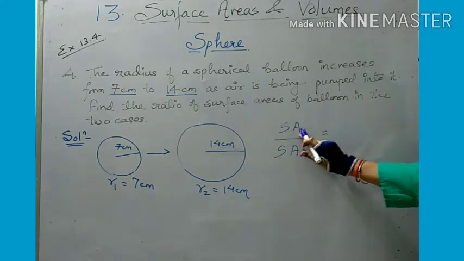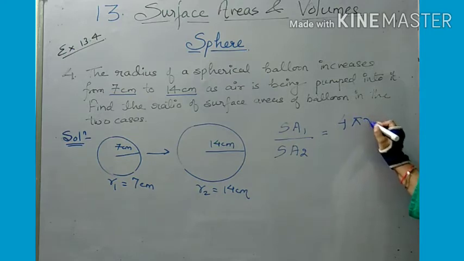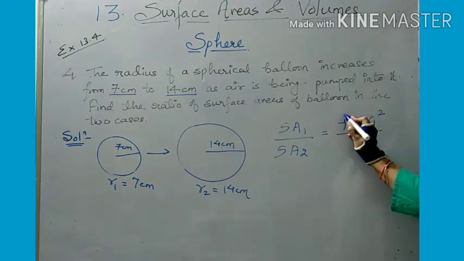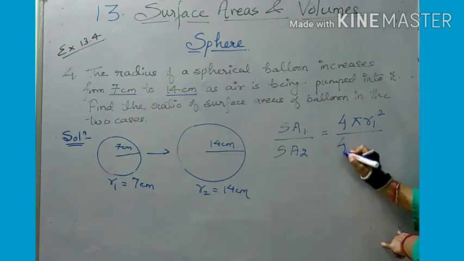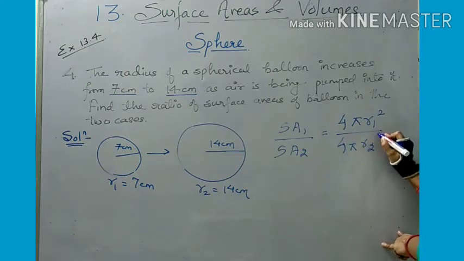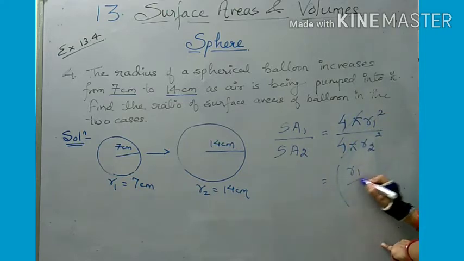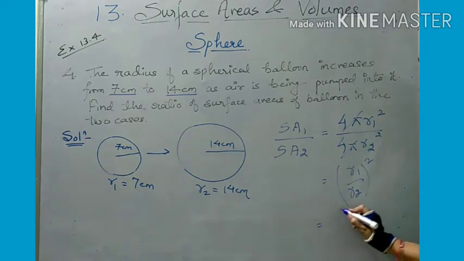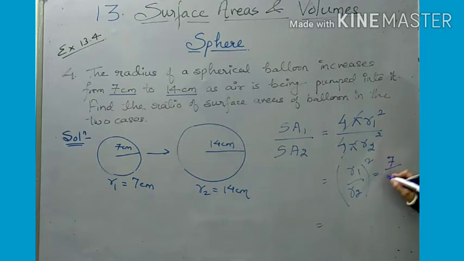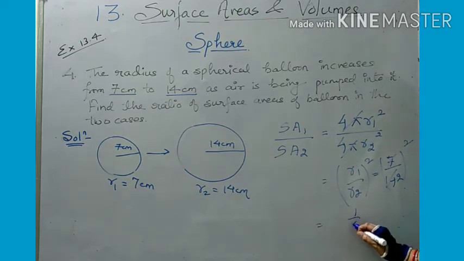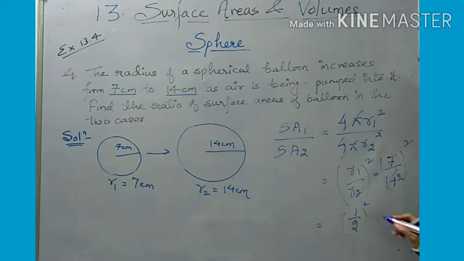So what is SA1? SA1 means 4 pi R1 square. And what is our SA2? It will be 4 pi R2 square. Clear? Now these two will cancel out. So how much is remaining? R1 upon R2 whole square. Now what is our R1? Which is equal to 7 upon 14 whole square. Now cancel out this. 7 1s are 7, 7 2s are 14. How much are we getting? 1 by 2 whole square. So what is our answer? It is 1 by 4.